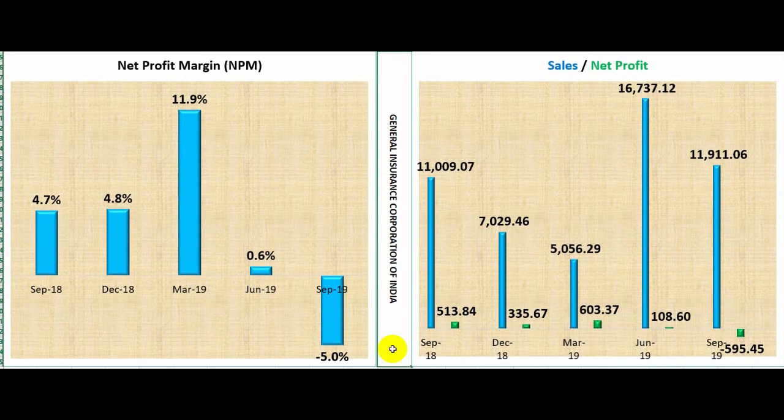So this concludes my analysis of the financial statements of the company, and in the next part I'll look at the peer group analysis and we will give it a score as well, and see which companies have done well in that sense.